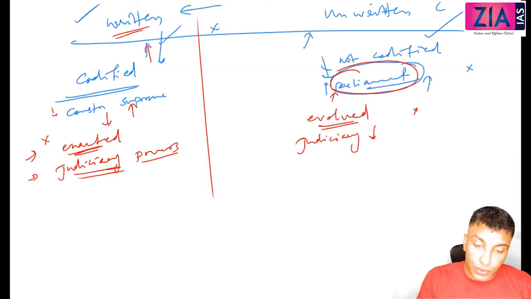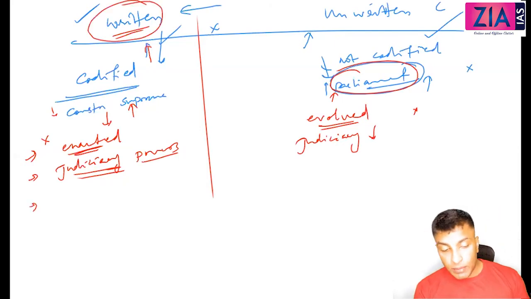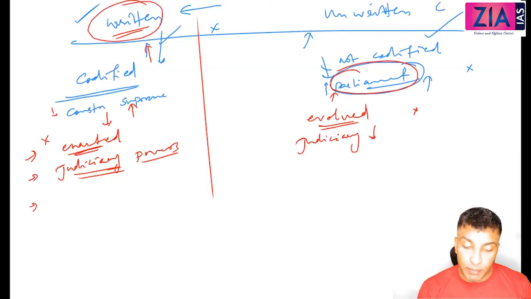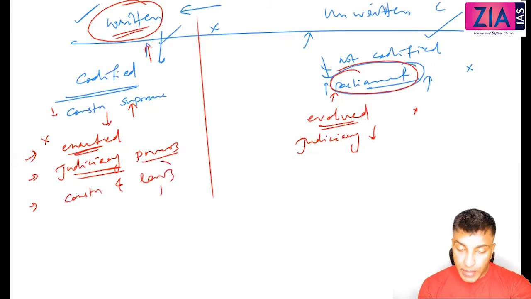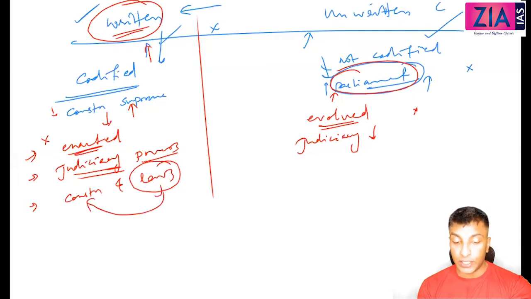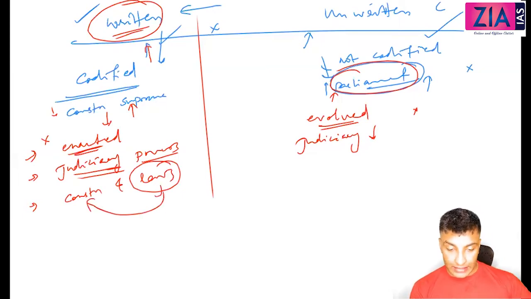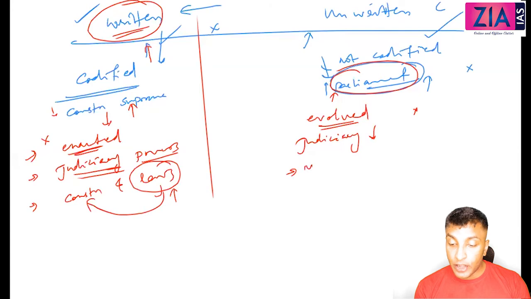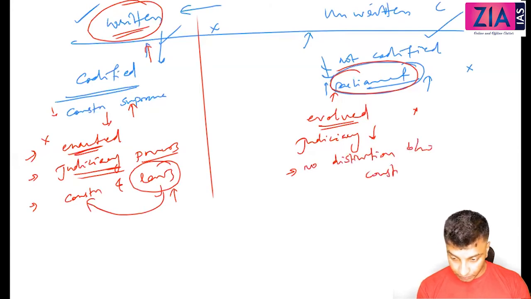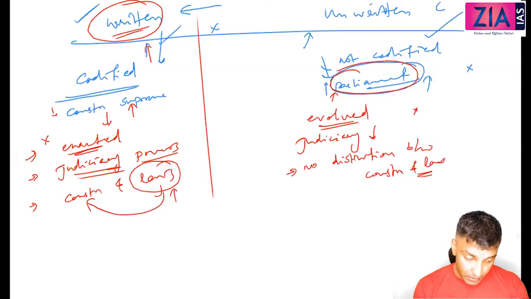Now, when it comes to a written constitution, a distinction will be made between the constitution and other laws. The laws made in the parliament have to be in accordance with the constitution. The constitution is supreme, and the laws have to be in line with it. But here, the laws which are made will become part of the constitution. That means there is no distinction between the constitution and the laws which are made.